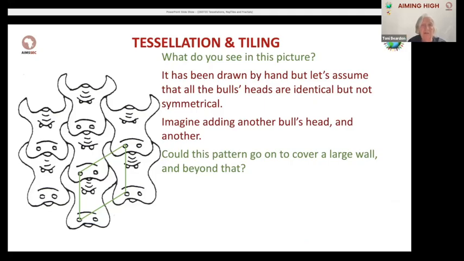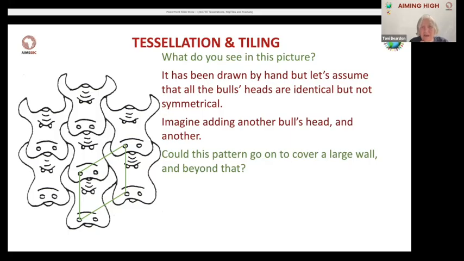So what do you see in this picture? I see an angry bull. Lots of angry bulls. I wouldn't want to get that close to real angry bulls. Well, it's been drawn by hand, but let's assume that the bull's heads are identical but not symmetrical. I think if you look at his eyebrows, you can see they're not symmetrical.